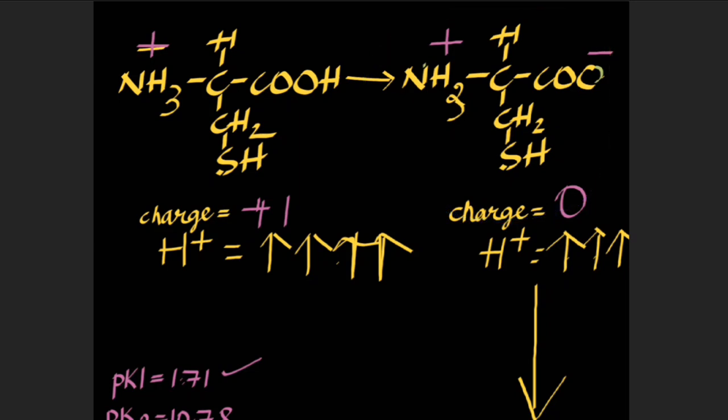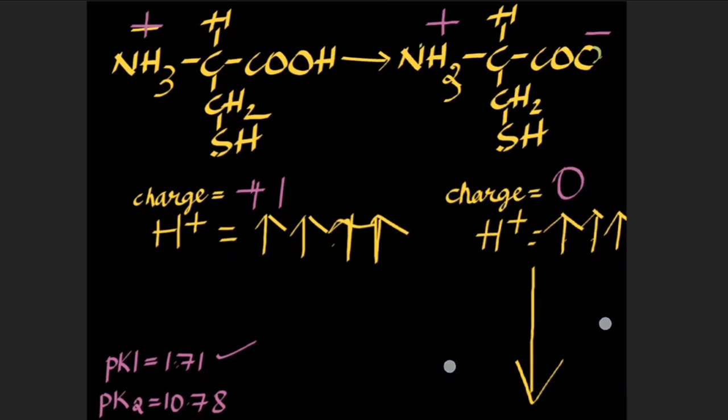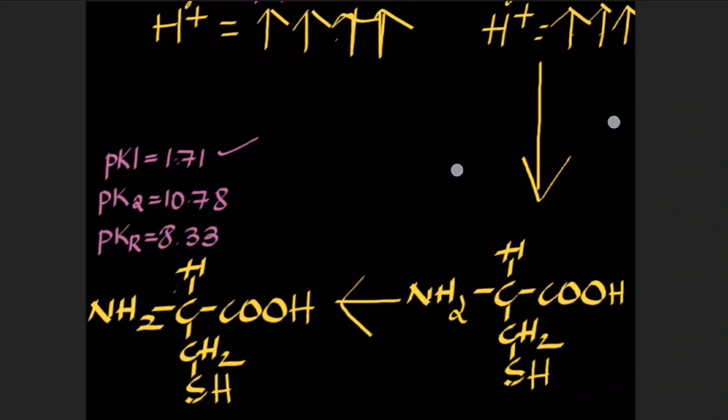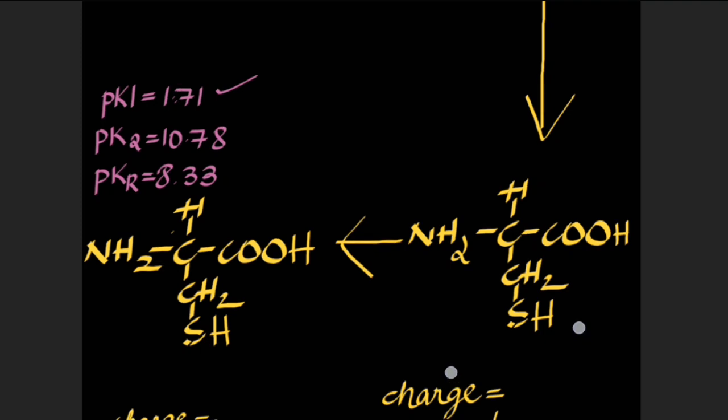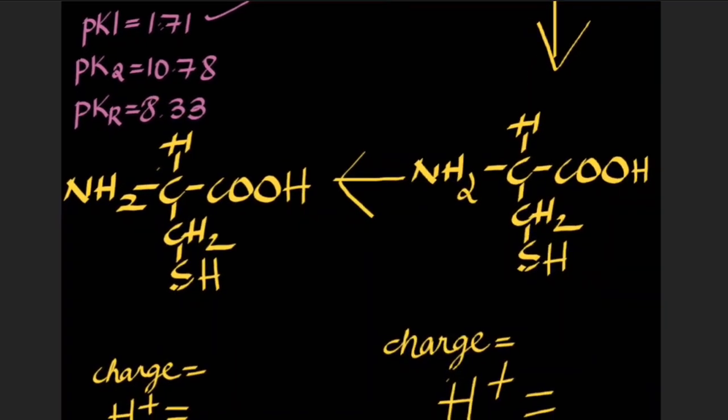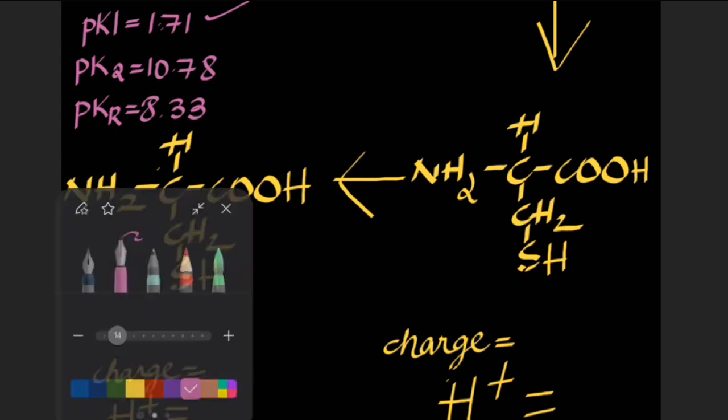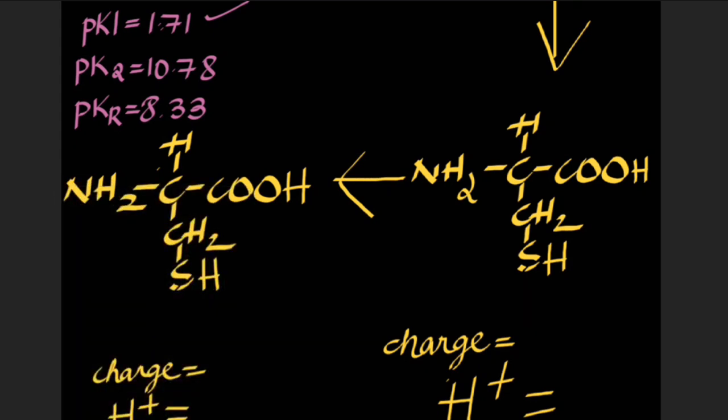Now let us move forward. As we are moving forward, we can see that the solution is becoming less and less acidic and more basic. So in the third one, now we already have NH3 over here, and it has gained a positive charge. This already lost its hydrogen, and then it has a negative charge.